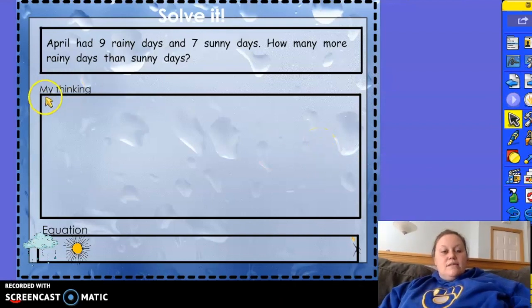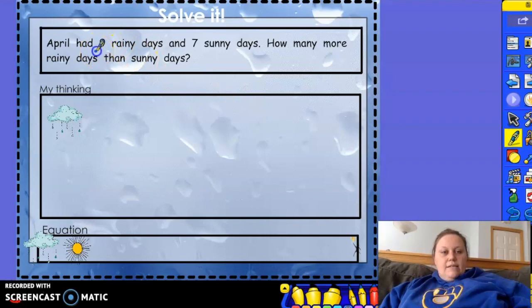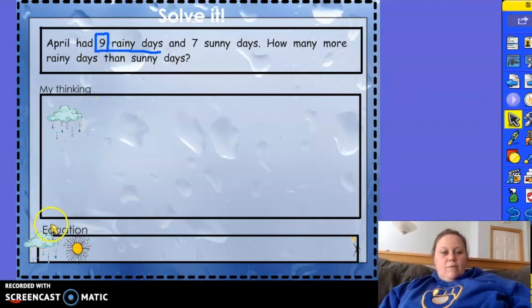So this little box says my thinking. I'm going to put some rain clouds for the rainy days. It said up in the words that there were 9 of those rainy days. You see the number 9 right here? So I'm going to drag up 9 rain clouds. I've got one here.